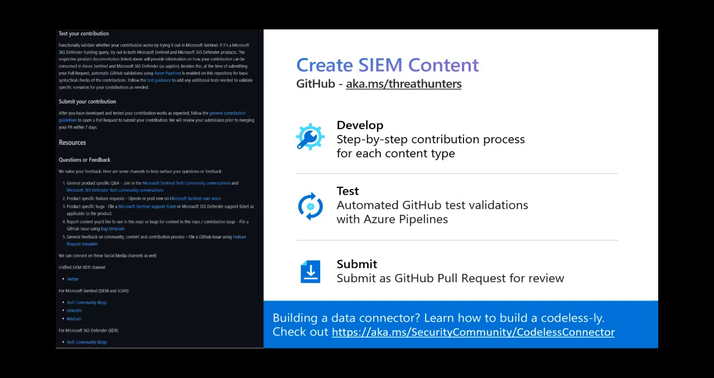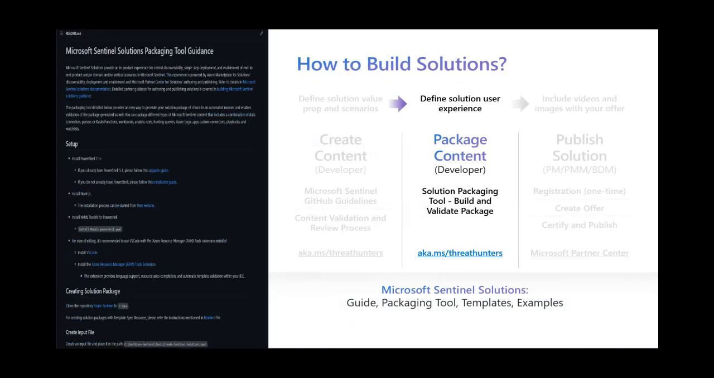Once you create all your SIEM content, like data connectors, backed with workbooks, hunting queries, analytics, and playbooks, depending on your use case scenarios, you can go to the next step, which is packaging this content or generating your solution package. In this step, there is a packaging tool that helps you generate your version 2.0 solution. There's also an ARM-TDK validation tool to validate your package as well. We'll walk through this step too.